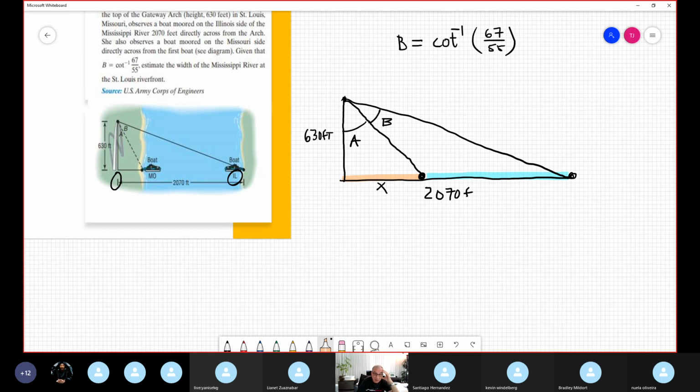Okay. Entonces, wait. Sorry, because that distance, I made some mistake. Let me erase this x. This is okay, this is x. But here, that distance is 2070 feet.